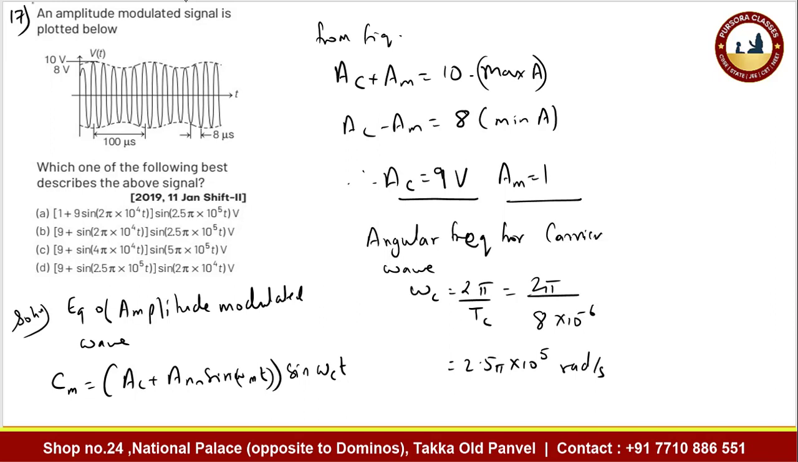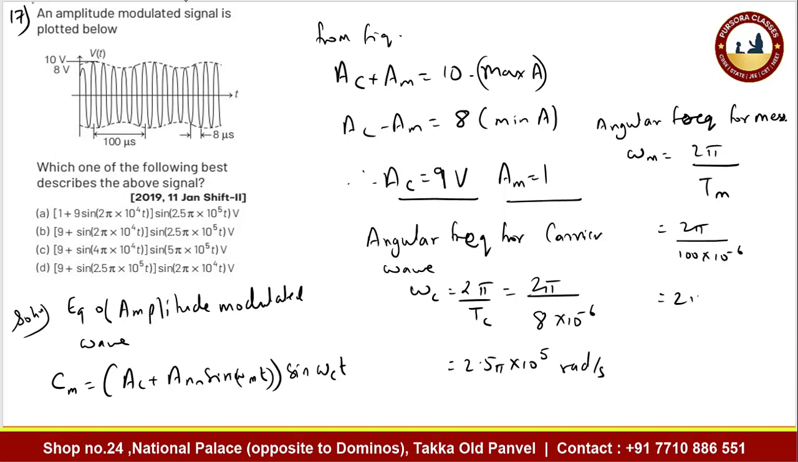And for the message signal, omega_m is 2 pi by the time period TM. For the message signal, as you can see, it is 100 into 10 raised to minus 6, so it will be 2 pi into 10 raised to 4 radians per second.